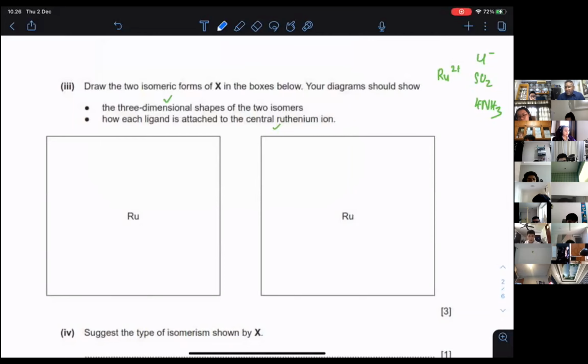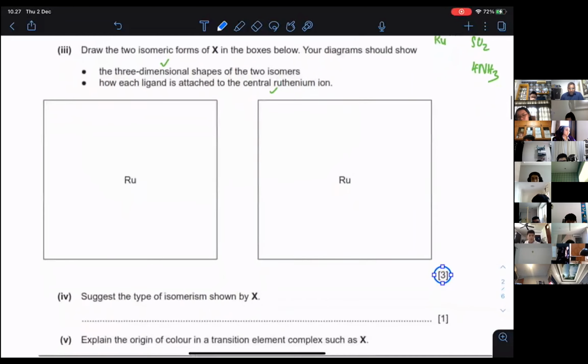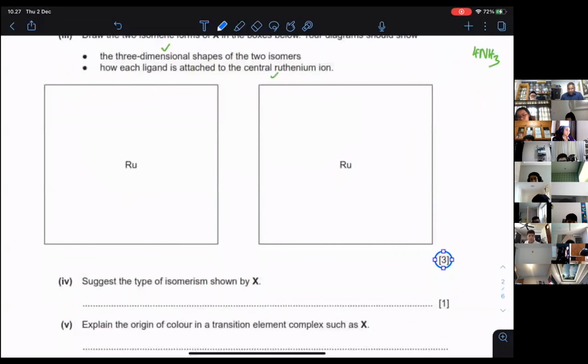Earlier I asked you whether it's going to be optical or cis and trans. In order to get the full mark, you need to get the correct concept. If you write optical isomerism here, you will get 0 mark. But suggest the type of isomerism, here we will answer cis and trans.